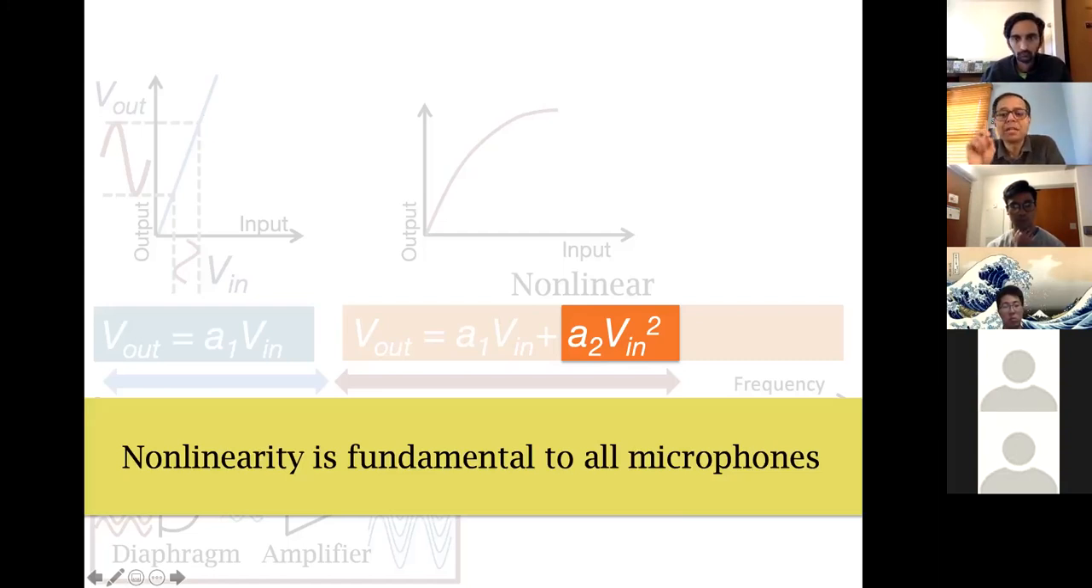Now the important part is nonlinearity is fundamental in all microphones. Meaning, if you design the microphone really, really well, you might be able to push the frequency from which the nonlinearity kicks in, but you cannot prevent nonlinearity. Even if you create a $1,000 microphone, you might be able to push the linear bandwidth maybe till 40 kilohertz. But after that, things will be nonlinear.